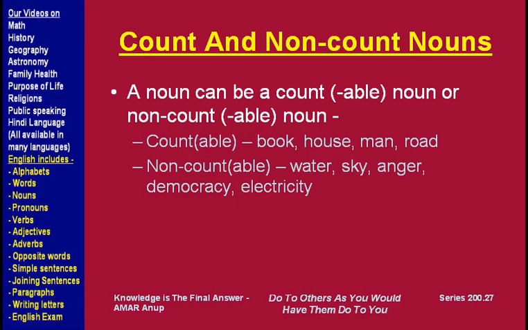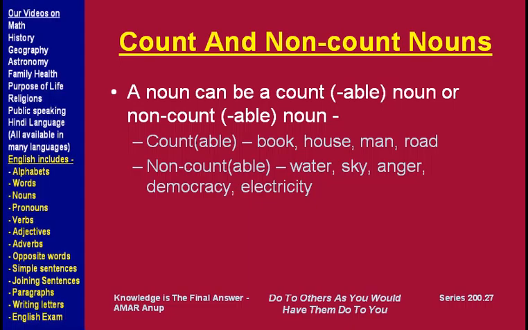So they can take quantifiers. Countable nouns, the simple thing is, can be counted. You can add numbers in front of them, 5, 10, 15, 100, many, and they can be converted to plural. Here are examples of count nouns: book is a count noun, house is a count noun, men is a count noun, road is a count noun. They can all take a number in front of them and they can all be converted to plural.